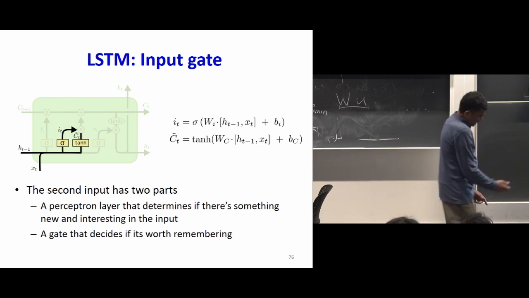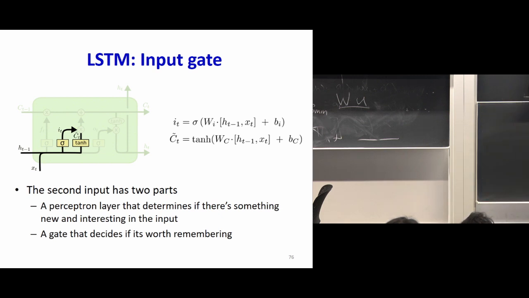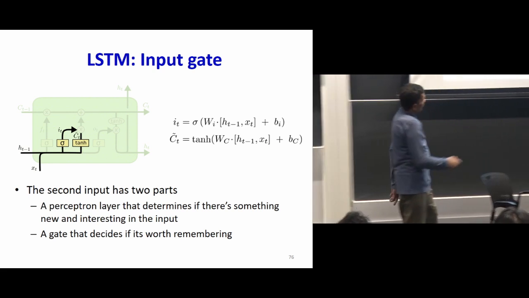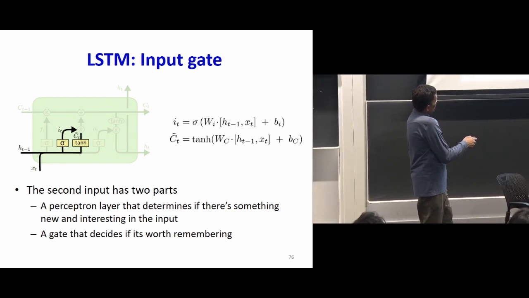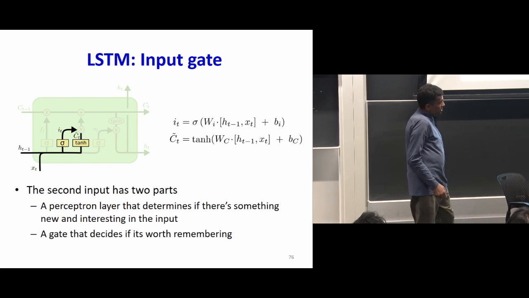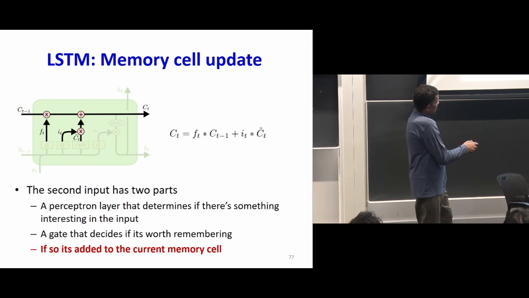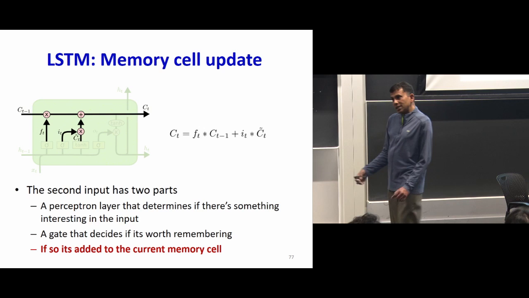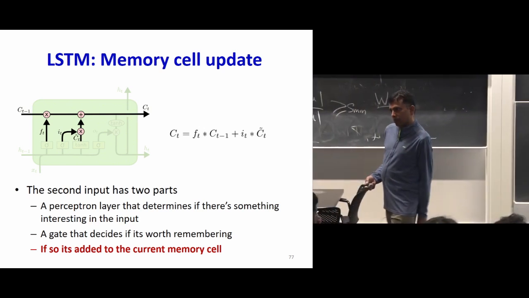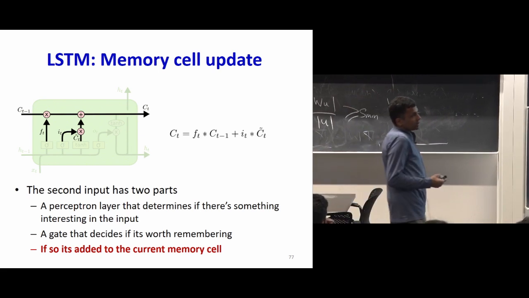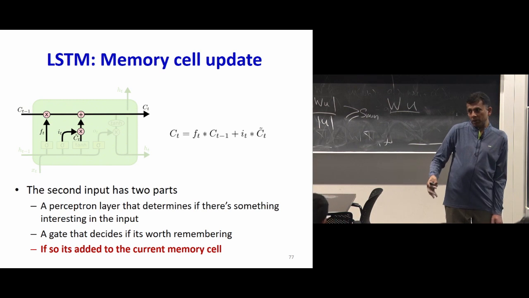The C tilde is a standard TANH activation operating on the weighted combination of previous hidden values and the current input. This I_T is a gate which also operates on the same two things. And what happens over here is that C_T now is going to be a forget factor times what was previously stored in it, plus the new memory that's going to be added to it, which is C tilde times the output of the input gate, I, which decides how much of C tilde is worth remembering. But this is an additive combination to the memory, right?